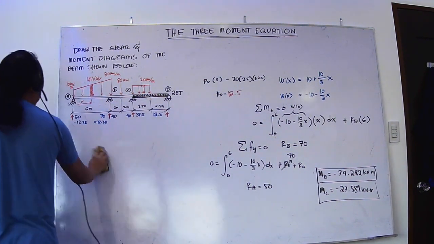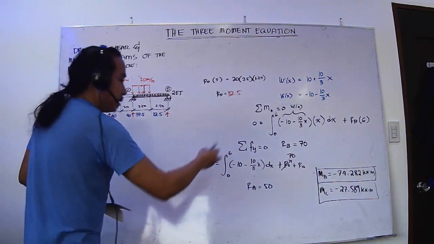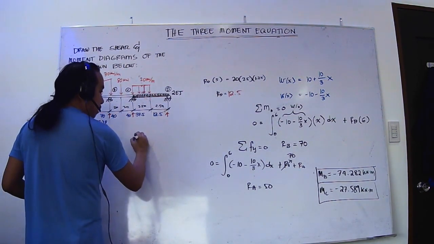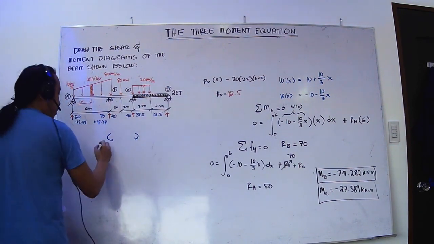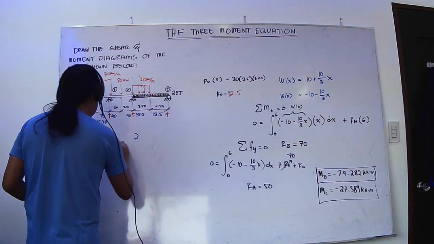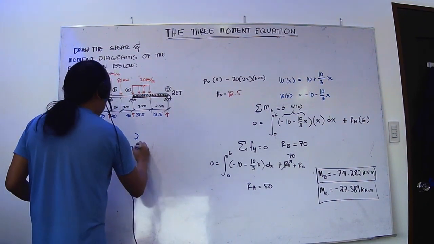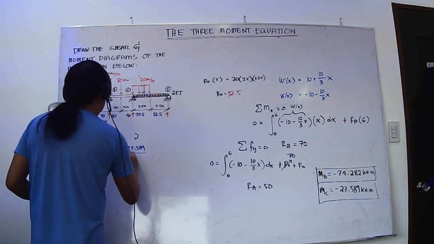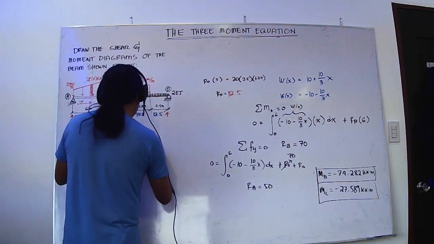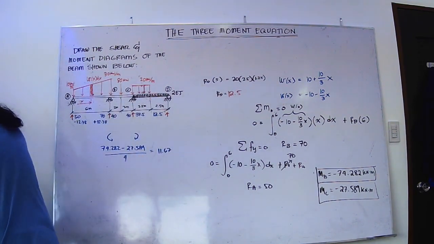In case of BC, that should be equal to 74 and 27, right? 74 in this direction, and this one is 27. So we have 74.282 minus 27.589 divided by 4. That should be equal to 11.67. Check it on the calculator.